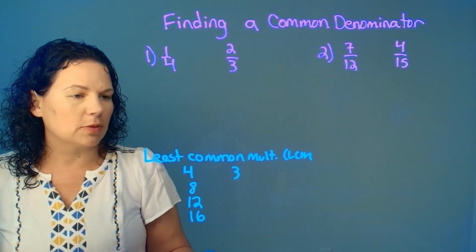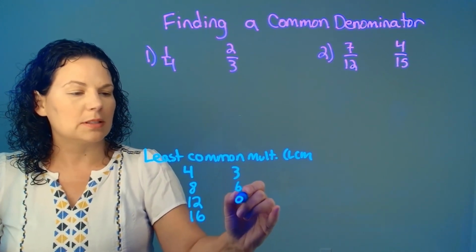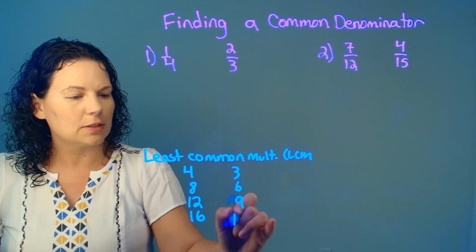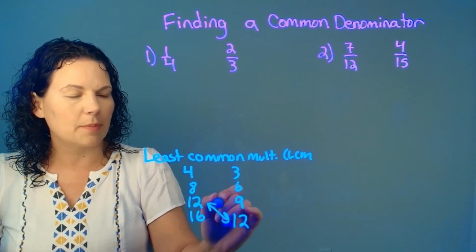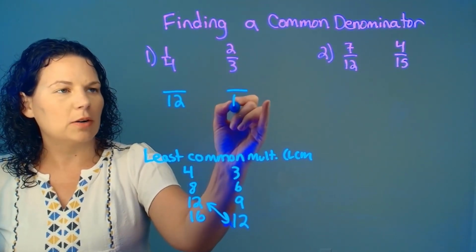3, let's do the multiples of 3. 3 times 1 is 3, 3 times 2 is 6, 3 times 3 is 9, 3 times 4 is, oops, I was about to write a 4. 3 times 4 is 12. So that's the common denominator. So I know I need the bottom to be a 12.